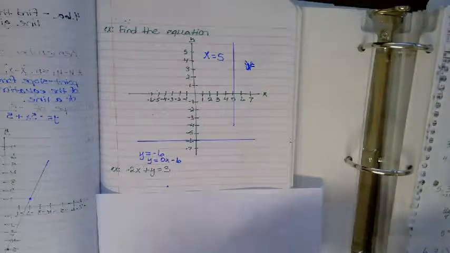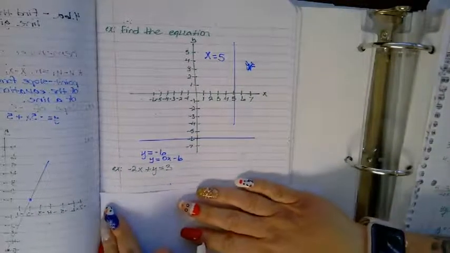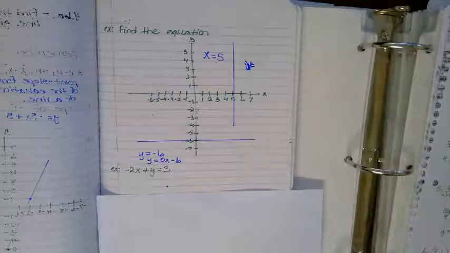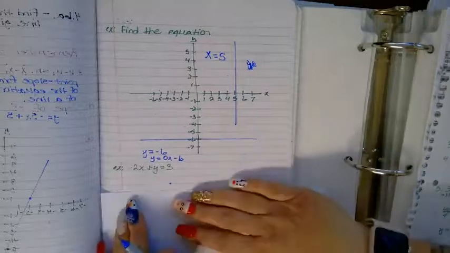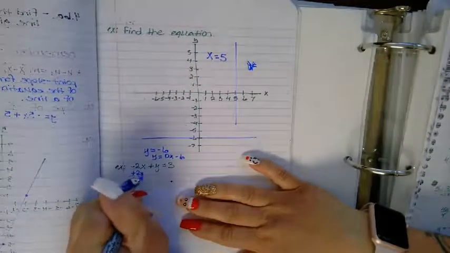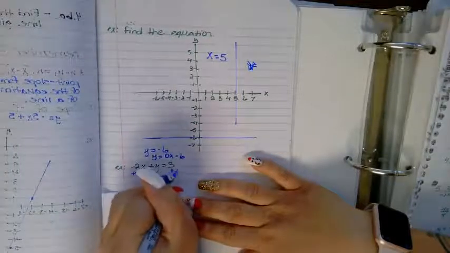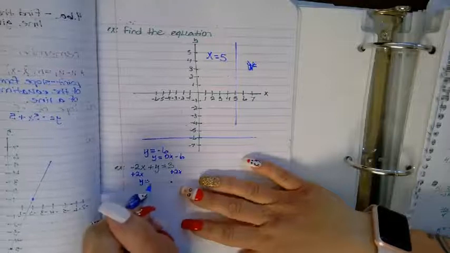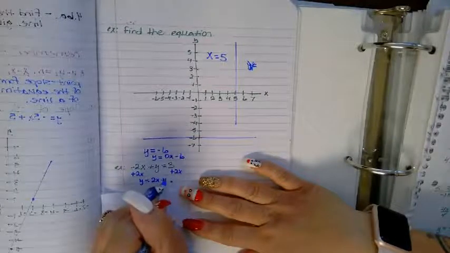So these should be pretty fresh still. If we have negative 2x plus y equals 3, and we have to get that y by itself, we've got to move that negative 2x to the other side of the equation, right? So if I'm going to do that, I'm going to add it because it's a negative, right? You have to do the opposite. I'm going to add it over here. So your equation would look like that.